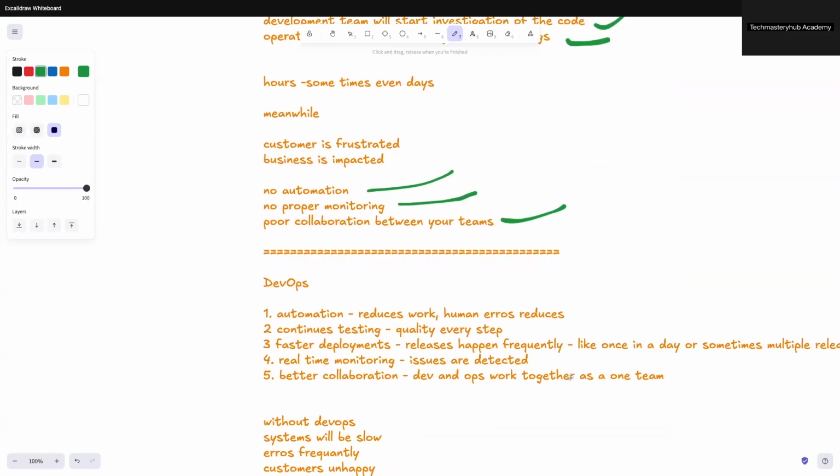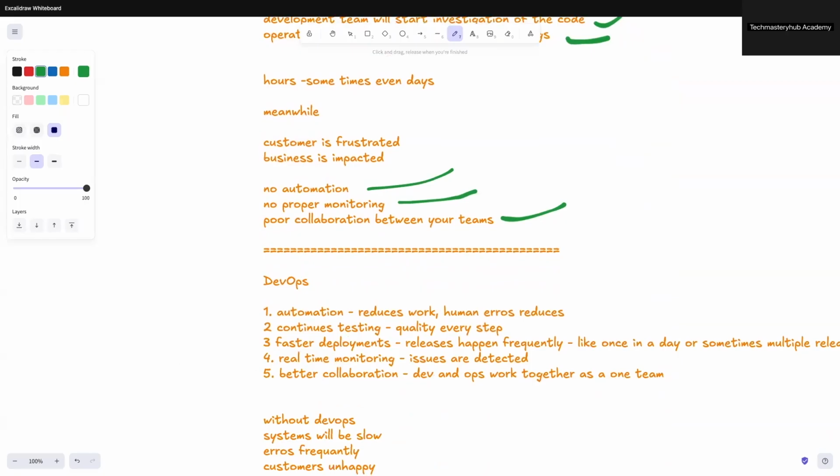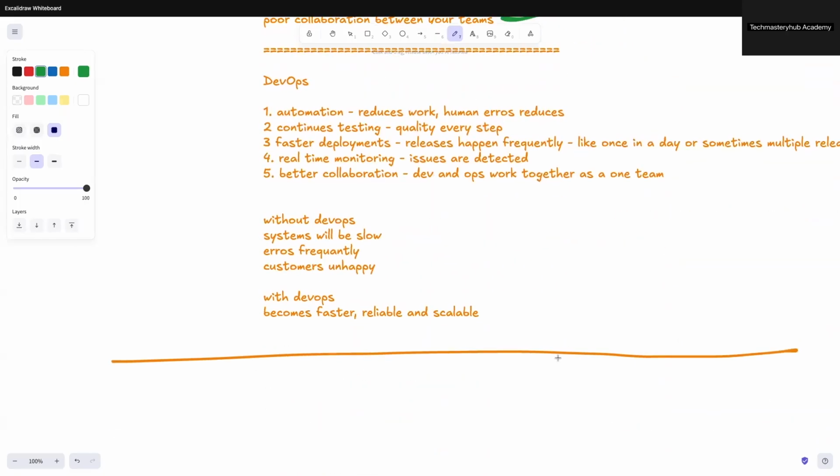Okay. So now this is where DevOps comes into the picture. DevOps solves all these problems by introducing so many things. For example, automation. What happens if you have automated your testing, automated approvals, automated deployment? It reduces the work, and it will also reduce the human errors, because if you are doing it manually, humans can make mistakes. But if you have automated, there is less chance of failure or making a mistake. So automation helps to improve your work culture.